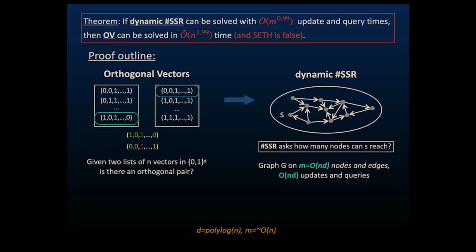Is the source a fixed vertex? Yes, let's say the source is a fixed vertex. You cannot change the source. So the query is really just telling you, give me the answer. It's not telling you what the source is or anything.